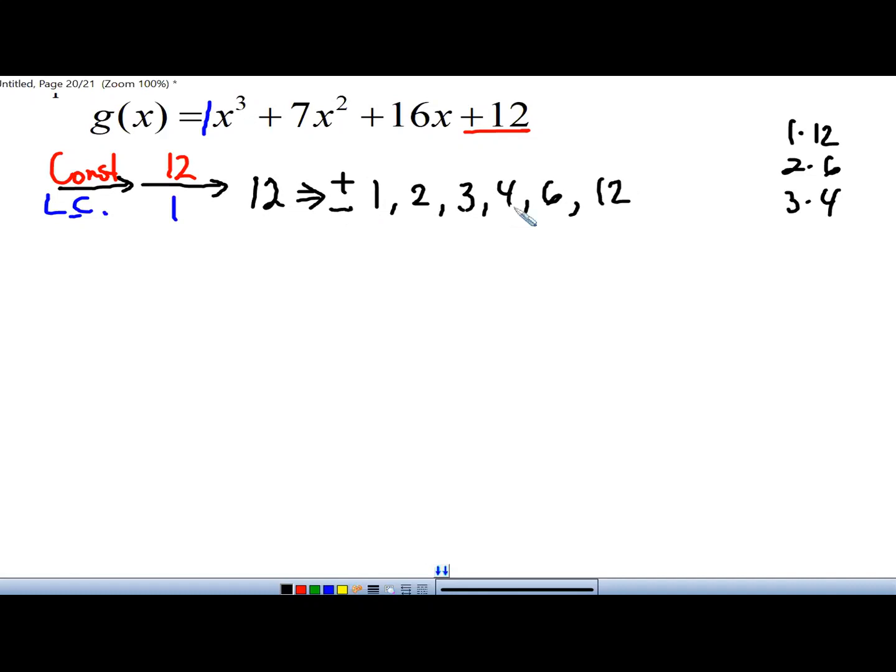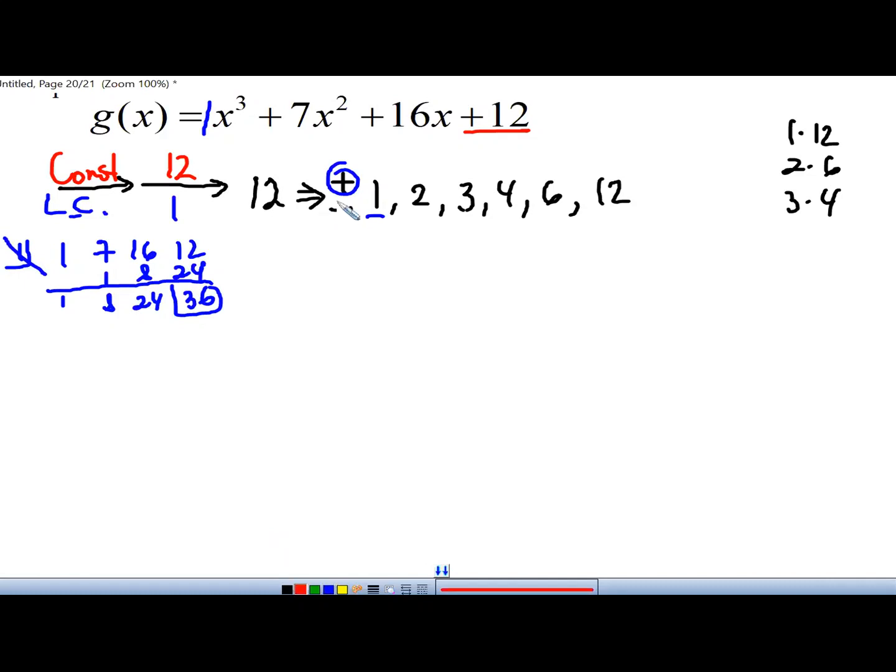Now that we have all our factors listed, we're going to start. I'm going to use blue. I'm going to start with the first number, positive 1. I'm going to write that as my divisor. And what are my coefficients and constant? 1, 7, 16, 12. And let's do the process. Bring down the 1. 1 times 1 is 1. Combine, that's 8. 1 times 8 is 8. Combine, that's 24. 1 times 24 is 24. That's 36. Since this is not 0, this could not be our 0. Let's go to the next number.